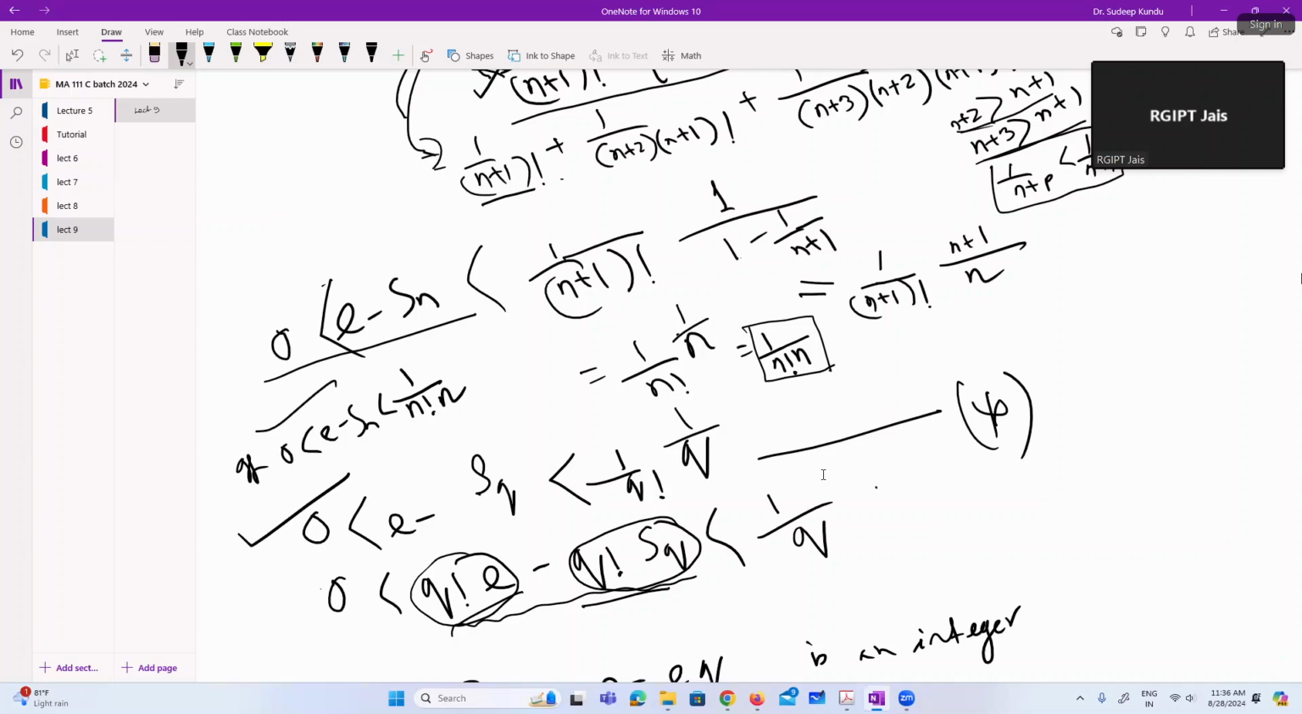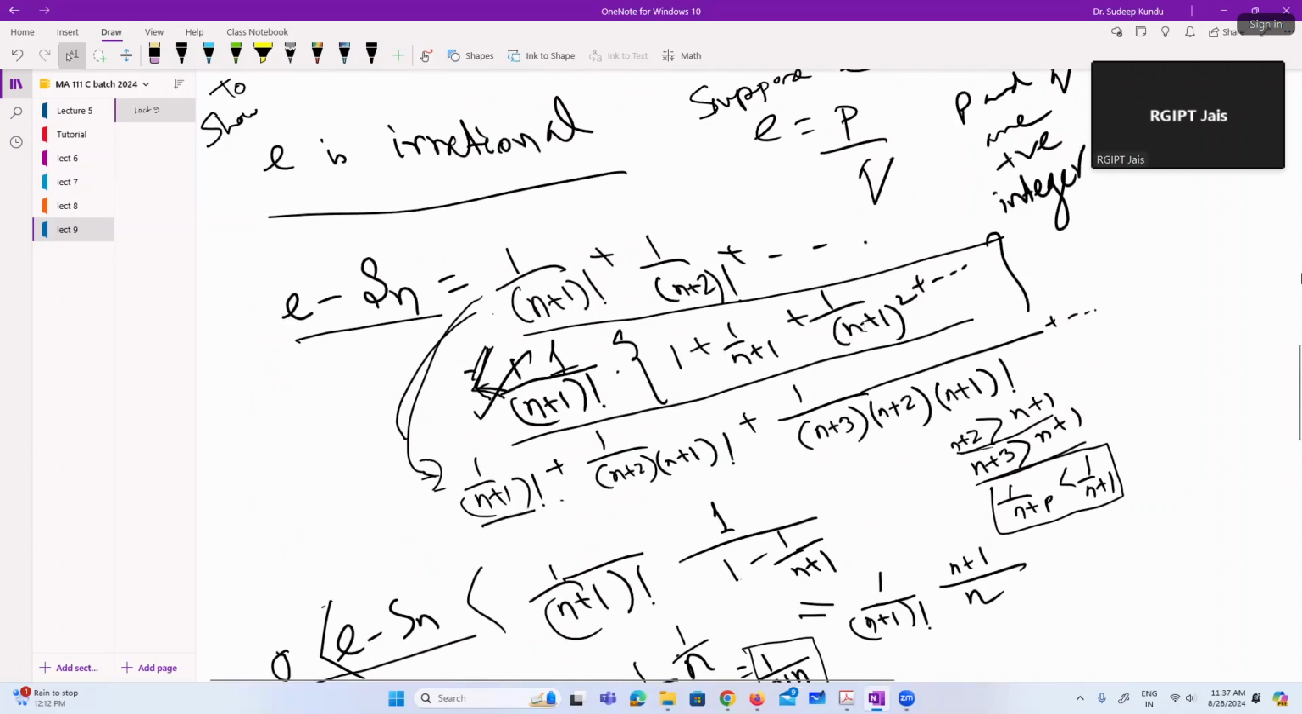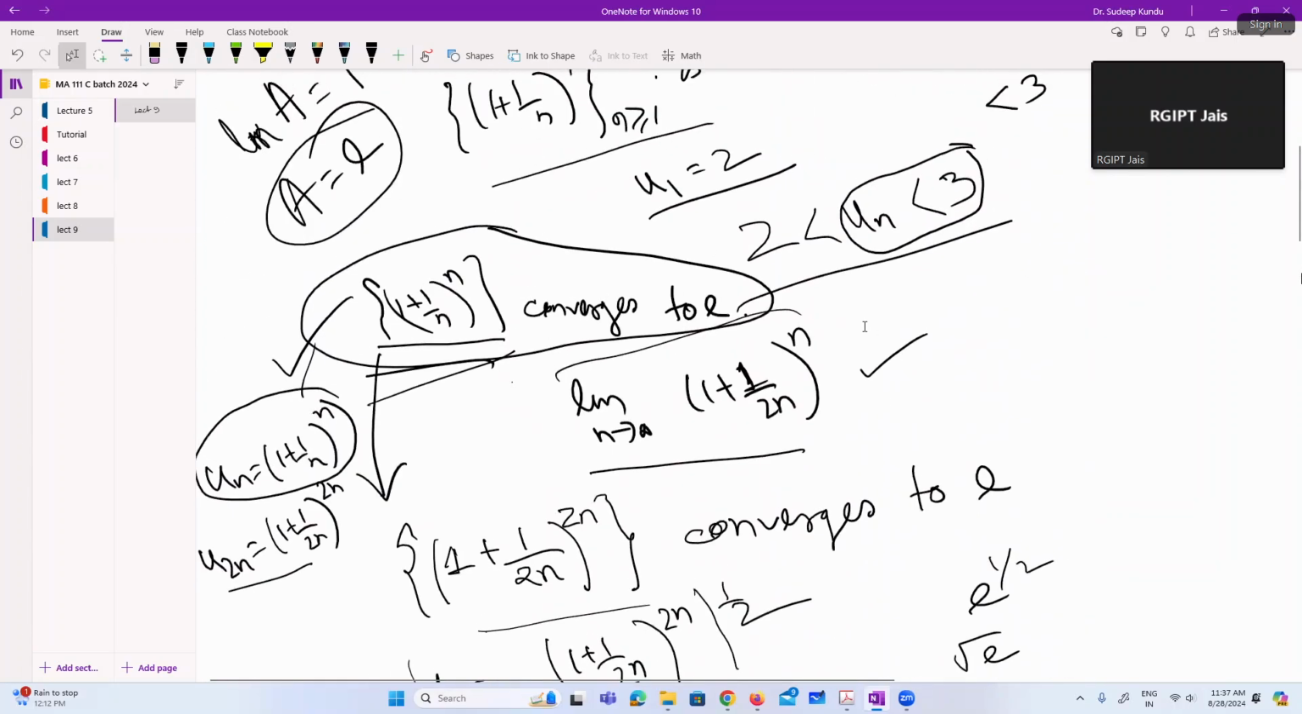Then you multiply both sides by q factorial, and you will get this. Now from here we have to show a contradiction. Suppose we have shown that this is an integer. No integer can lie between 0 and 1. Is it clear or not? There is no integer between 0 and 1. So we have shown a contradiction, so our assumption is wrong. That means e is irrational. Is it clear? Yes, sir. So this is an important property. Please go through once more how you have shown e is irrational.